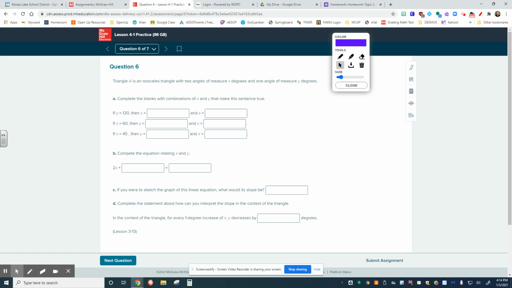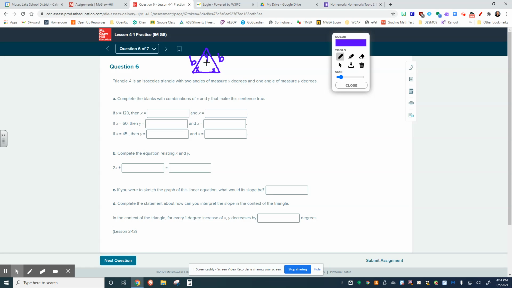Now we can go to number 6. Triangle A is an isosceles triangle with 2 angles measuring x degrees and 1 angle measuring y degrees. That means isosceles, if you remember, that 2 sides are equal in measure, and then 2 angles measure x. Well, I guess I did that wrong. This is x here. This is x here. I should probably put these ones as something else. Maybe we can call these ones the length is B, the length is B, and then this final one is Y because it says 1 measure of degrees is Y. Complete the blanks with combinations of X and Y that make the sentence true. If Y is 120, then X needs to be what and X needs to be what?